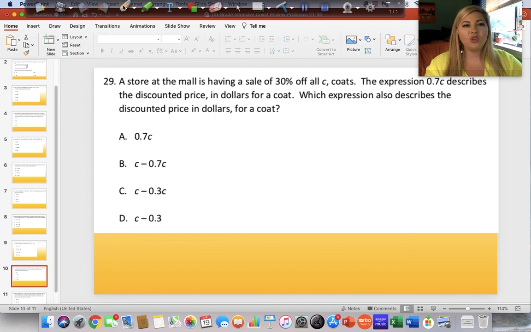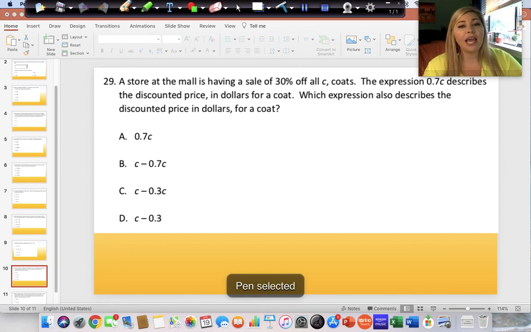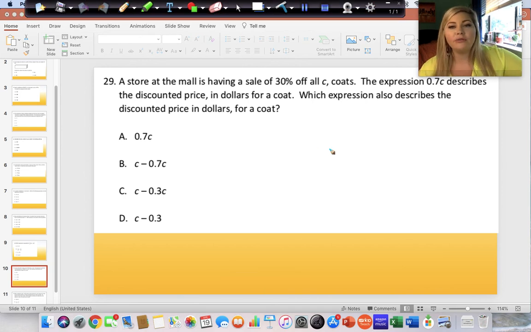Okay, it says a store at the mall is having a sale of 30% off all coats. The expression 0.7 times C describes the discounted price in dollars for a coat. Which expression also describes the discounted price in dollars for a coat?